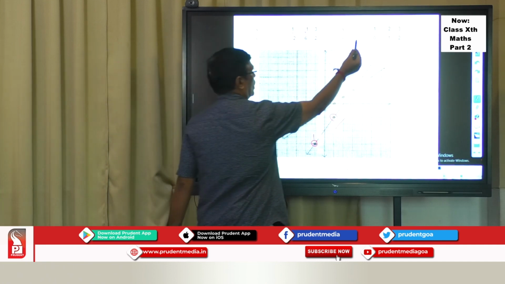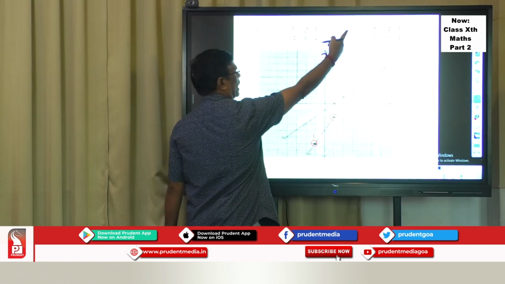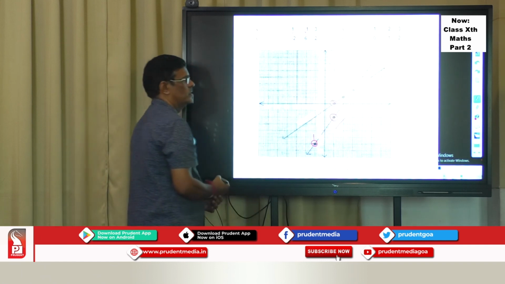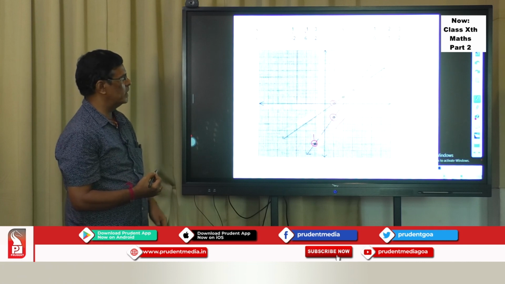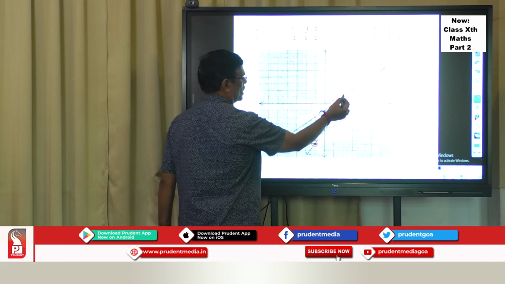Now what is the coordinate we got? x is 1, y is 0. So x is 1 here and y is 0. Where to mark? We have learned this in standard 9. When the y coordinate is 0, the point always lies on the x-axis. So it is coming here. Now the second point is x is 2, y is 1. x is 2 here, y is 1 on top, so it comes here.